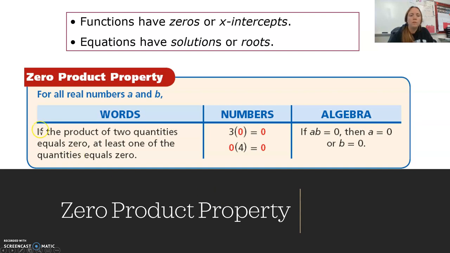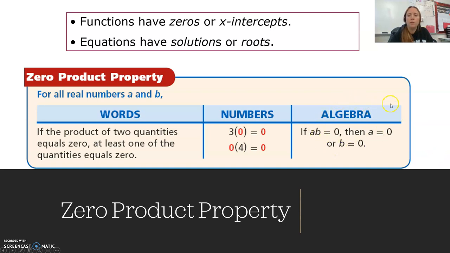Using words, if the product of two quantities equals 0, at least one of the quantities has to be 0. So if you're multiplying two things to get 0, then either one of the numbers has to be 0 or both of them have to be 0. You can look at the middle of the chart here. So 3 times 0 is equal to 0, or 0 times 4 is equal to 0. So one or the other.